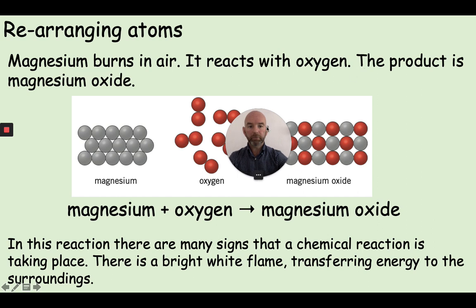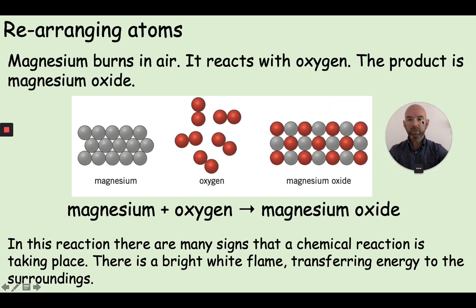So here you go. I'll move my face out of the way again. So magnesium burns in air. It's a silver strip of metal, and it burns in air with a big, bright, white light. And it reacts with oxygen, and the product is magnesium oxide.